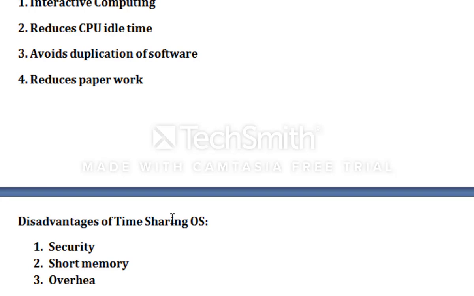Fourth is overhead. A large amount of CPU time is wasted in switching from user to user and swapping programs in and out. Of course there is the concept of time sharing, so the CPU must be allocated to each and every process for a certain time limit. So unnecessarily we need to switch the CPU from one process to another process. So that is a very big overhead.